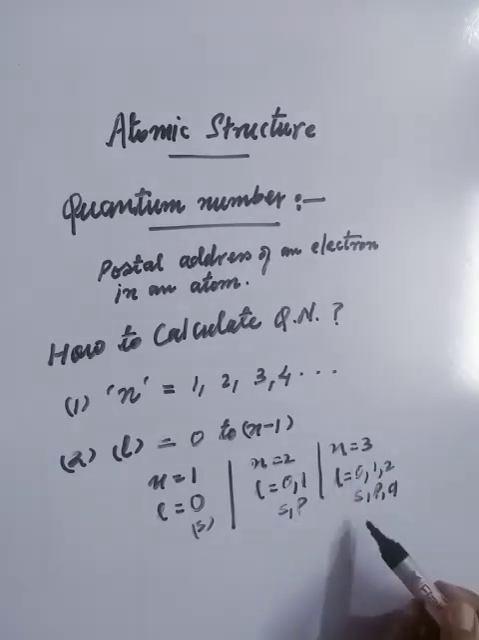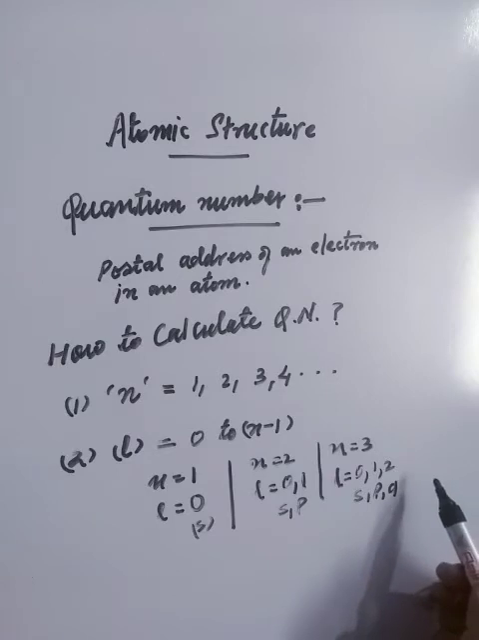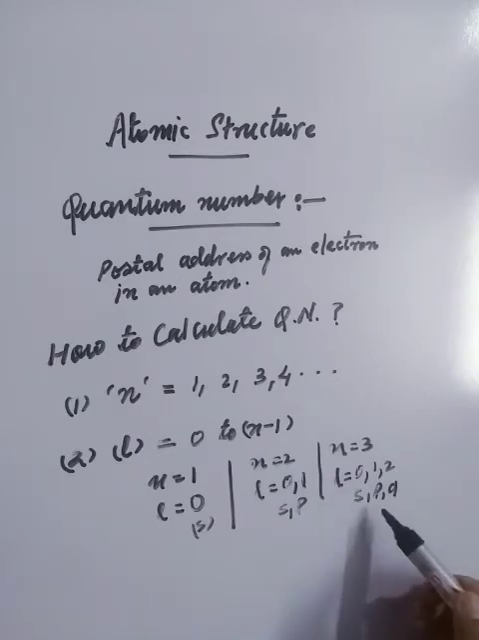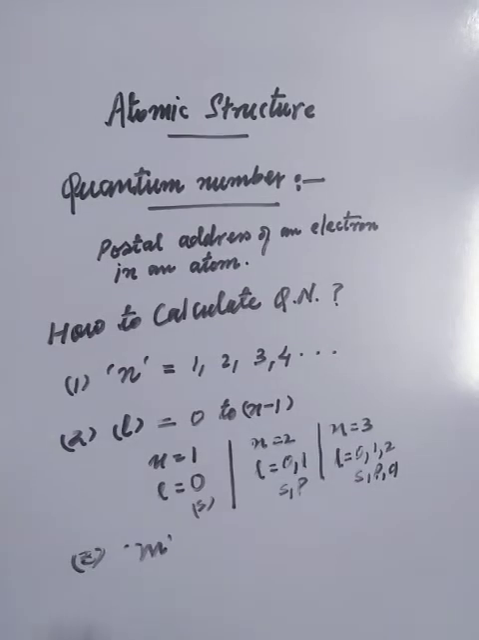In the third shell there are only three subshells: S, P and D. And in the fourth shell there are four subshells: S, P, D and F. And in the fifth shell there are five subshells: S, P, D, F and G, right? Now we are going to talk about how to calculate the magnetic quantum number.